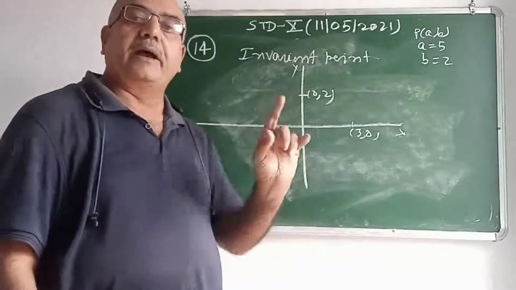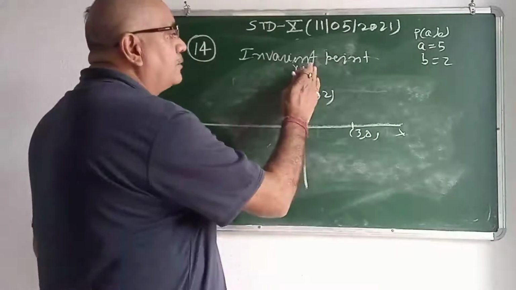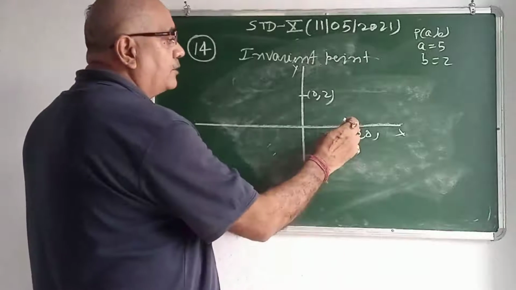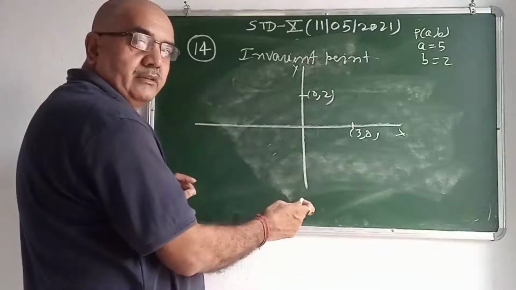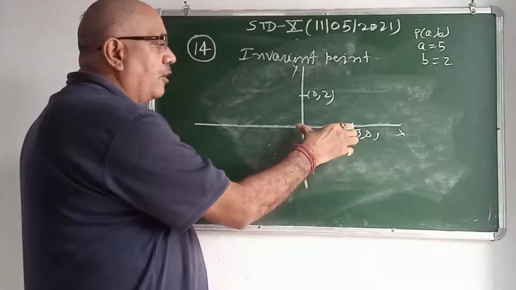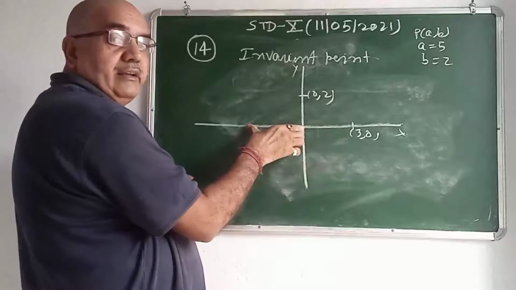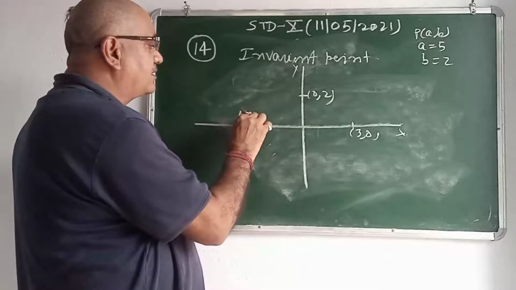Now, if I ask for the invariant point (3, 0) reflected through the y-axis, which is the y-axis? This one is the y-axis. The y-axis behaves as a mirror. So this is the object distance, and this will be the image distance on this side. What is the coordinate? (-3, 0).